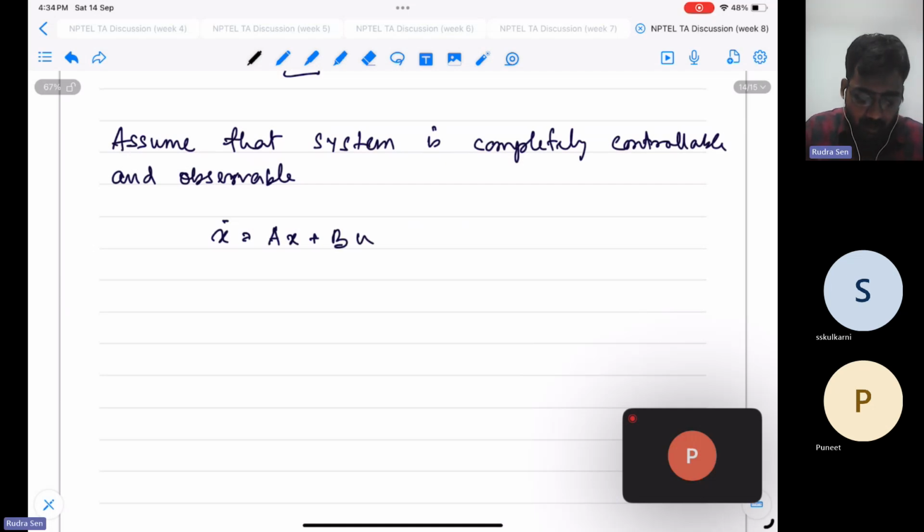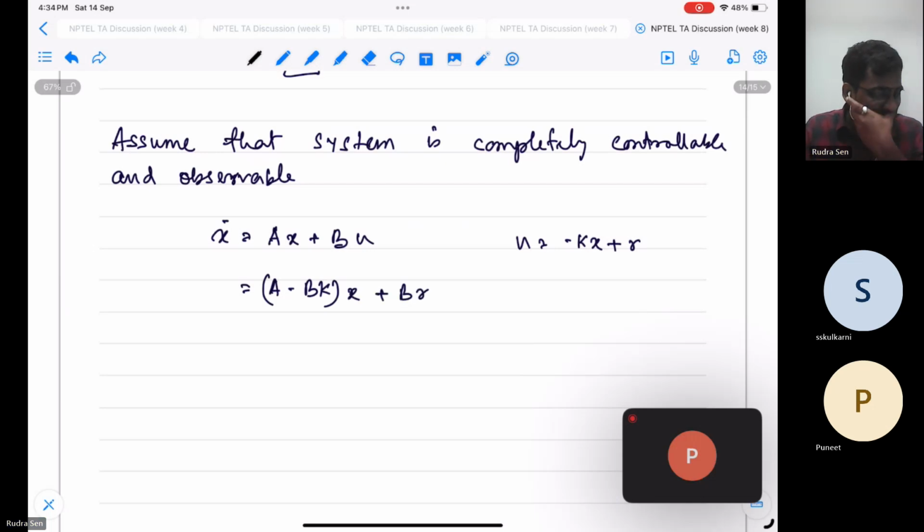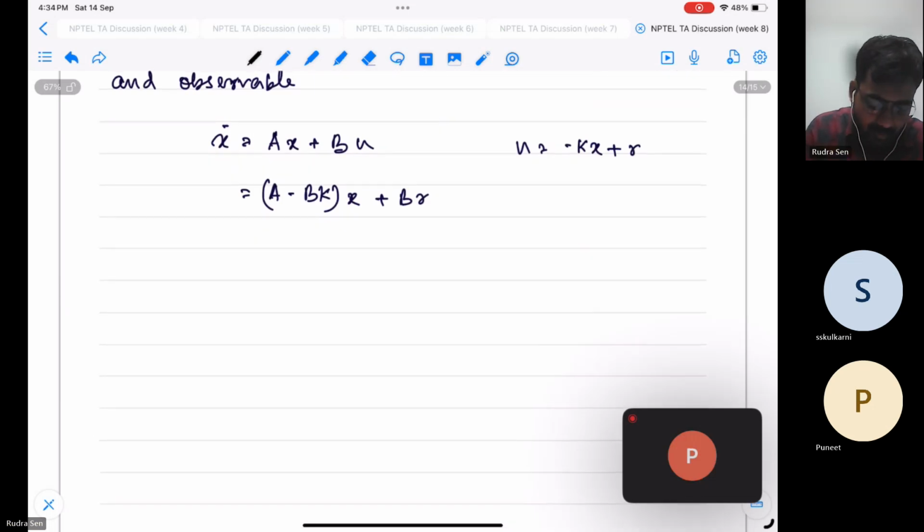So for the original system, x dot equals Ax plus Bu, where u is considered as minus Kx plus r. So it is Ax minus BKx plus Br. Now y is equal to Cx.